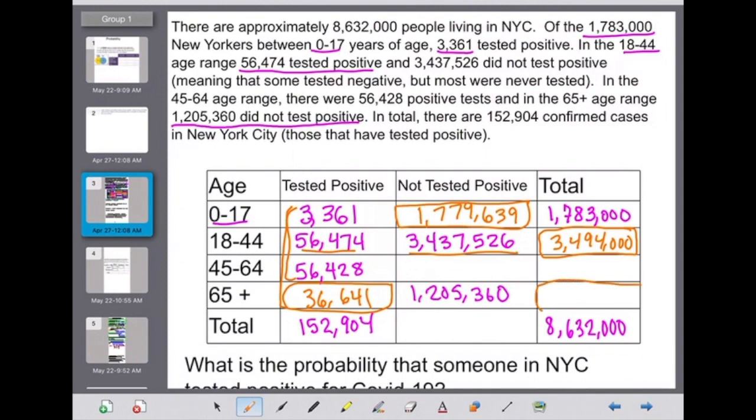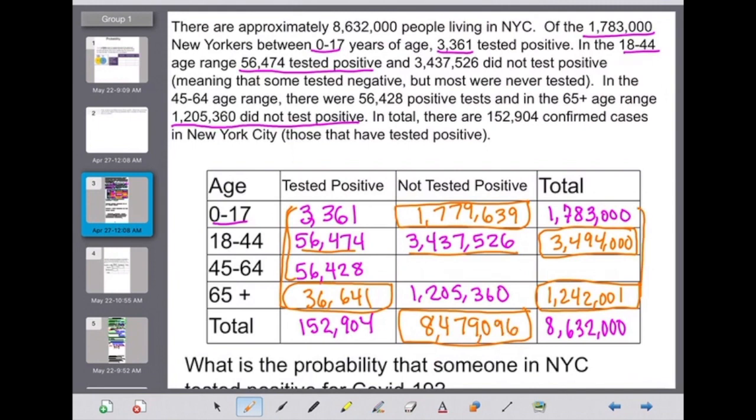Can I keep going like this? I can also find this total the same way, just adding up the two numbers, and that gives me 1,242,001. And again, I can find this guy, because I take the total and subtract that. And I get 8,479,096. Yeah, that makes sense.